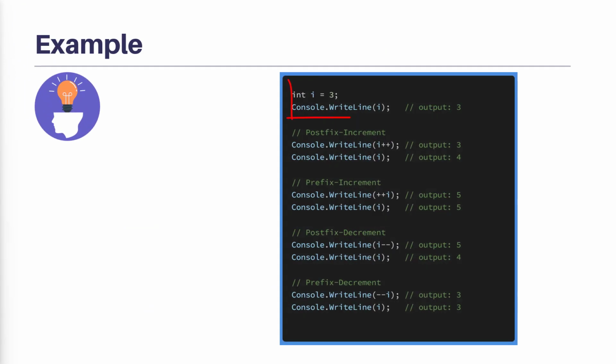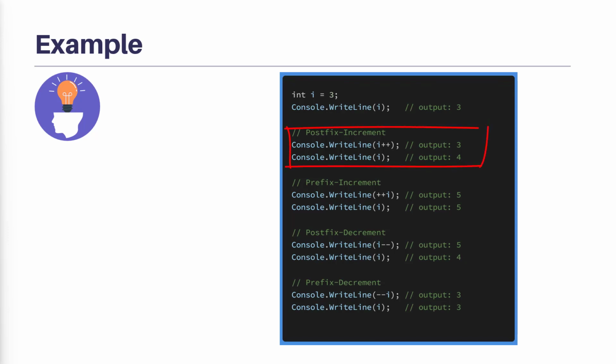The variable I is initialized with value 3. The second line is a simple Console.WriteLine statement which displays the value of variable I. Hence, the output is 3 in this particular case.